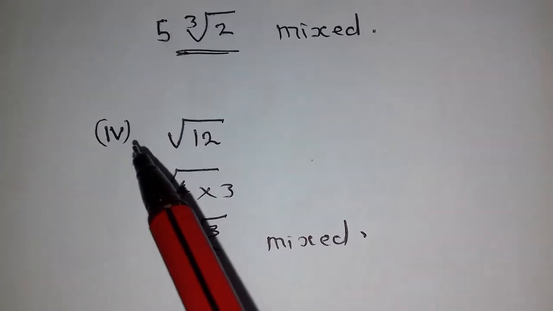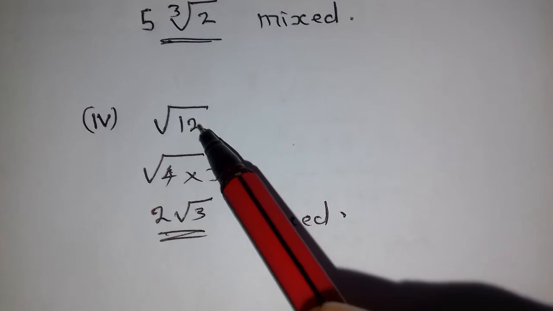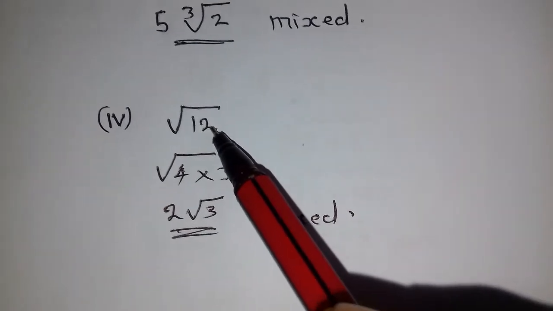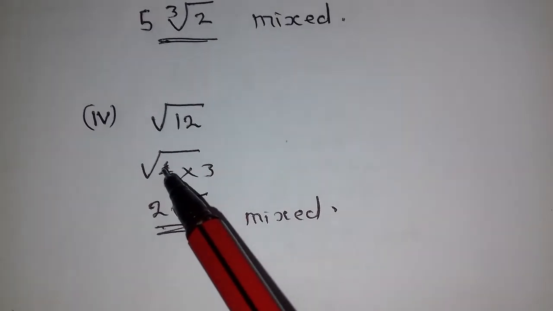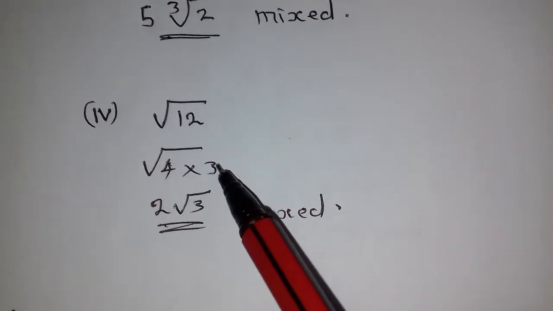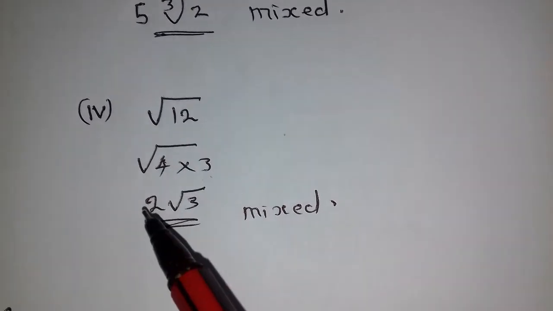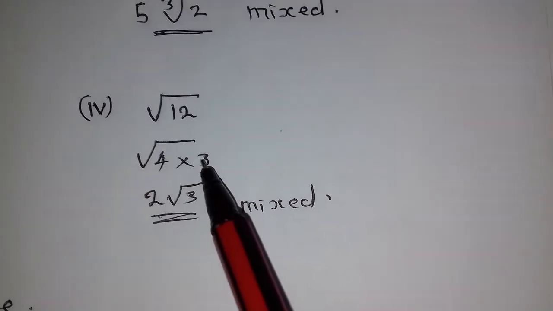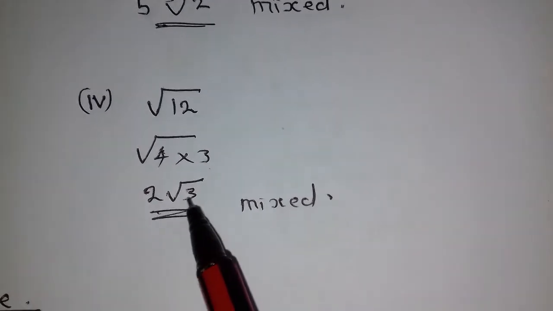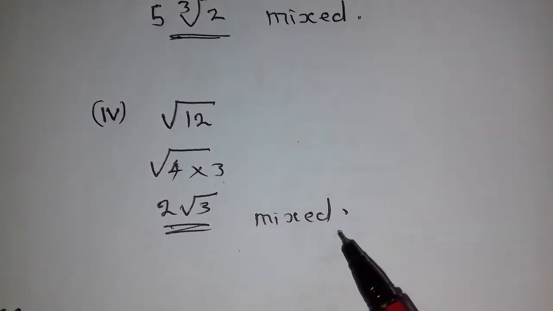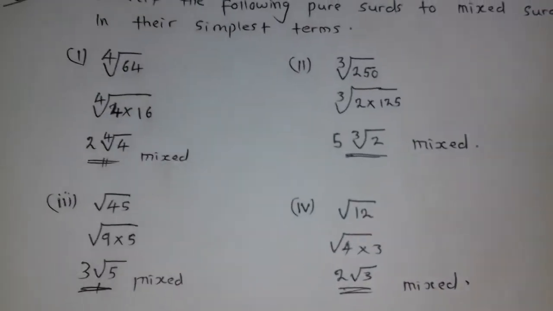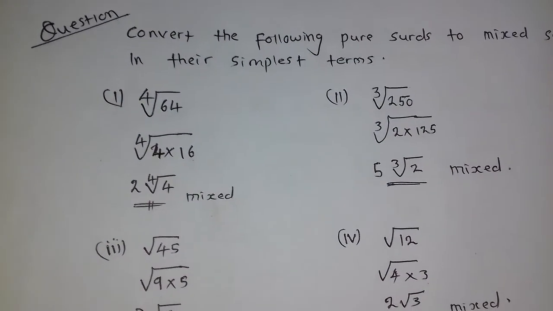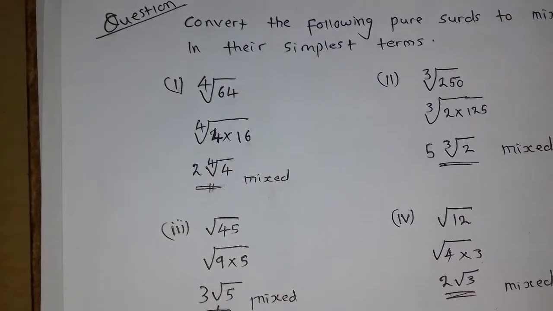The fourth one, yes. The square root of 12. Any perfect square that can go into 12? 4. How many times can 4 go into 12? 3. What is the square root of 4? 2. So it goes outside. What remains? The square root of 3. So this is a mixed side. So this is how we convert pure sides to mixed sides.